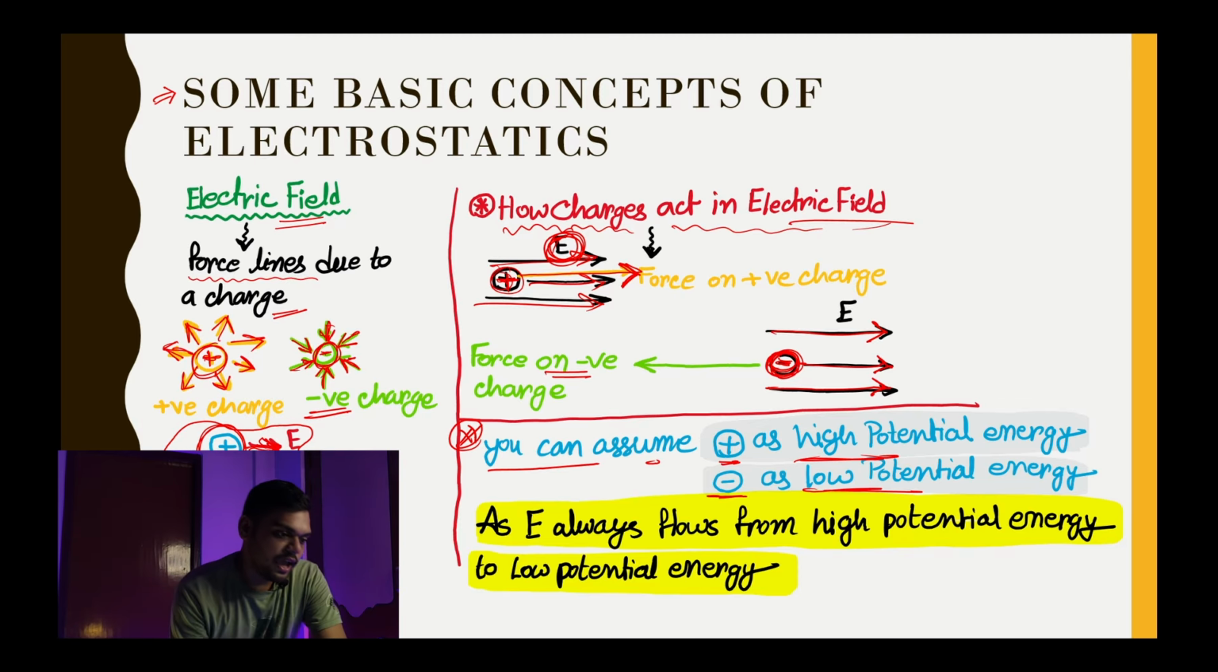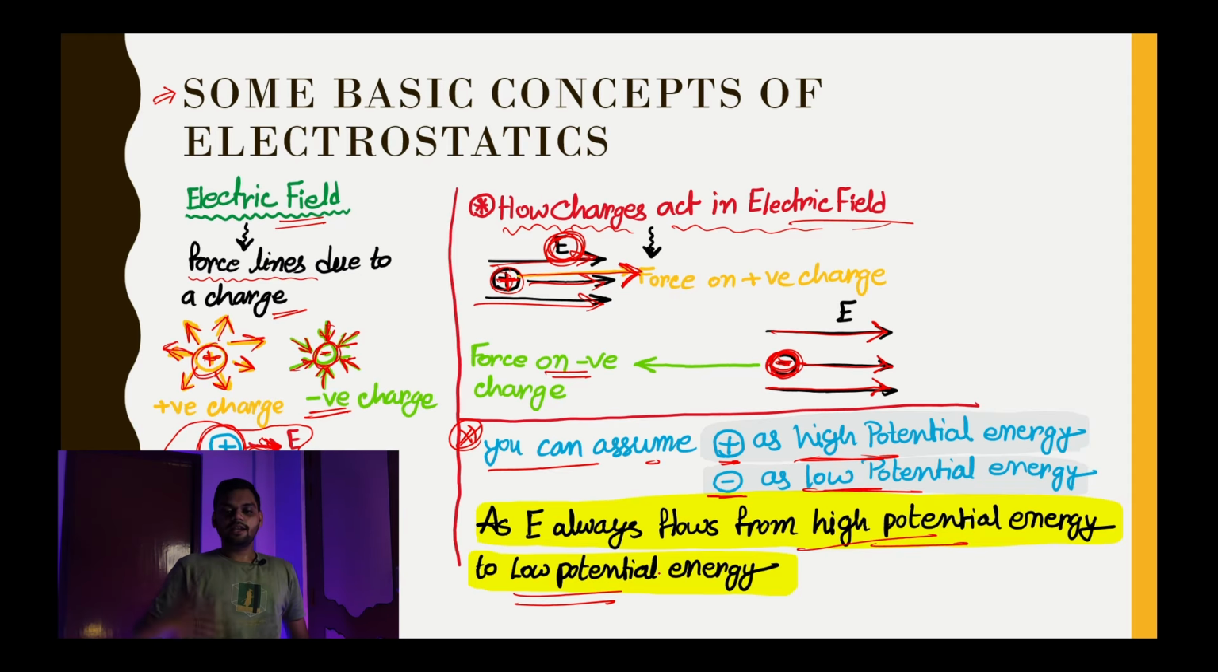Okay, as E always flows from high potential energy to low potential energy, as we saw, electric field lines are going from positive charges to negative charges, and when I say positive, you must think it is high potential energy. So we can replace the positive and negative charge with high potential energy and low potential energy. So we can say that electric field lines flow from high potential energy to low potential energy. So let's jump into the next slide.